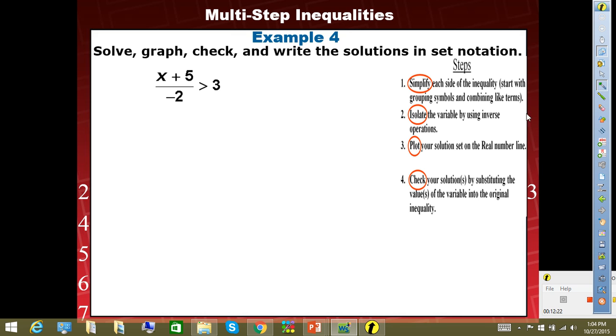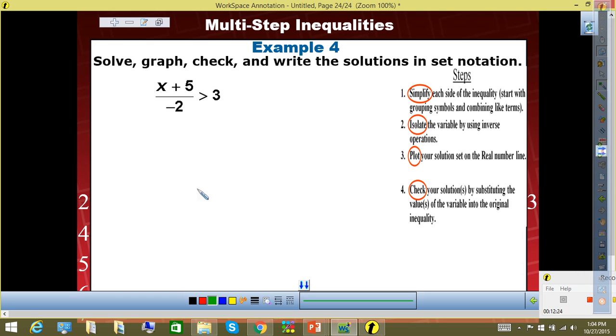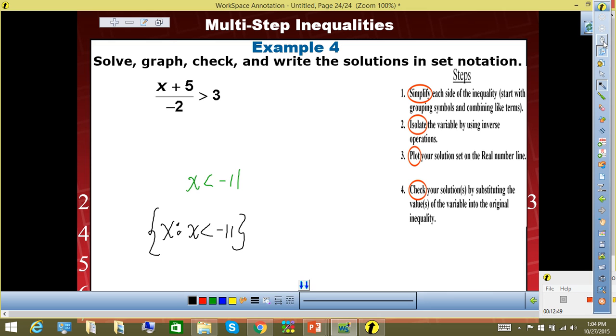Okay, what'd you get for this one, Fernando? X is less than negative 11. Okay, but your solution set is what? Such that? That is correct. Hands if you got that. Okay, so now we got this, right? Okay, let's do some funner ones. Here we go.